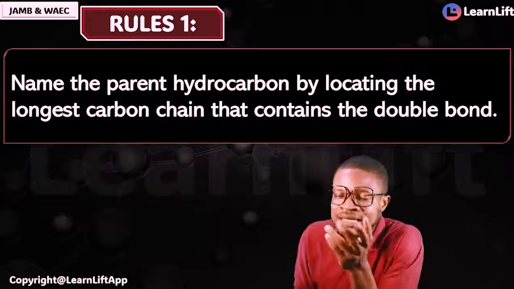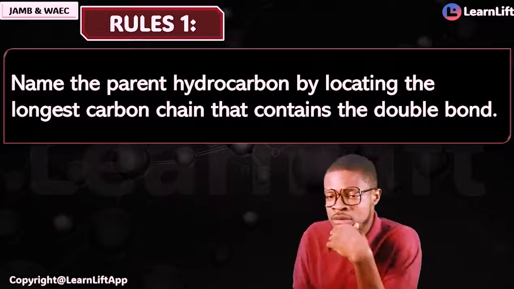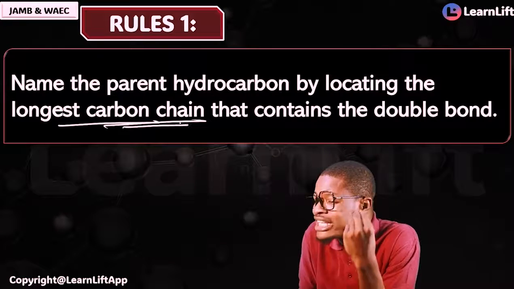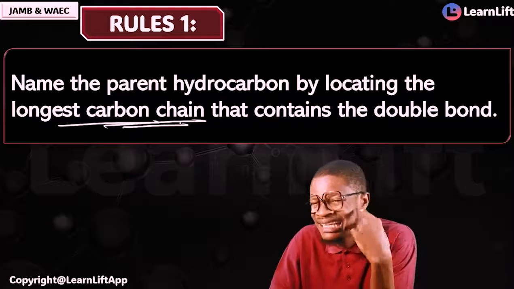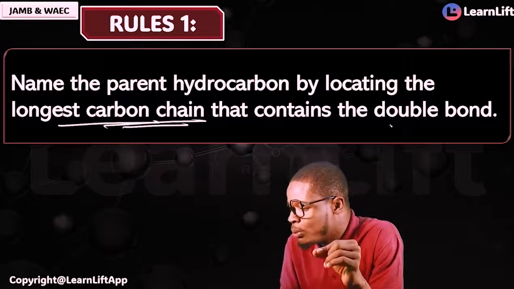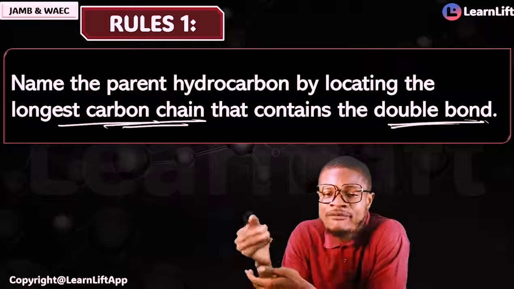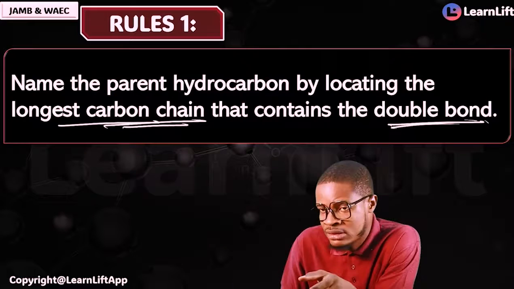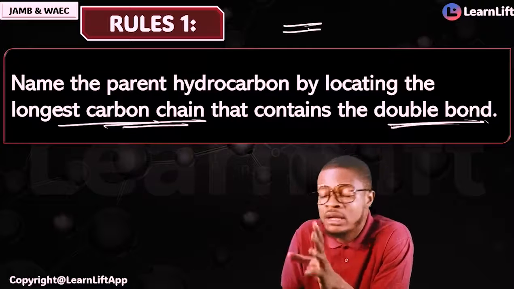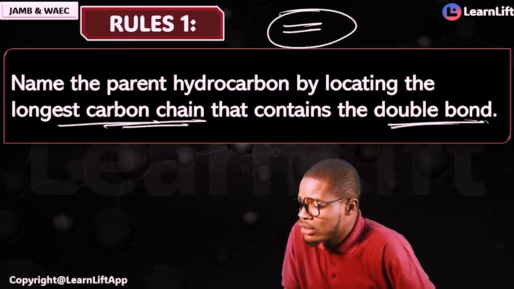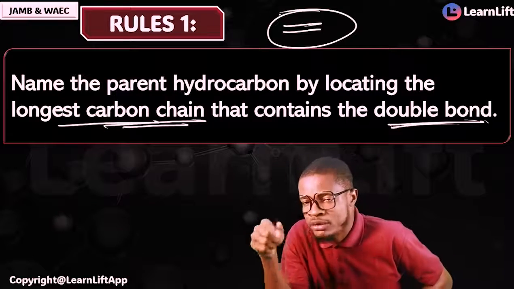In your rule 1, name the parent hydrocarbon by locating the longest carbon chain, understand the word, that contains the double bond. In other words, we said that alkanes don't have a functional group. Functional groups start from alkenes, and that's the double bond. Now listen, the general rule for naming is to locate the functional group. Wherever the functional group is, pay priority to that side.